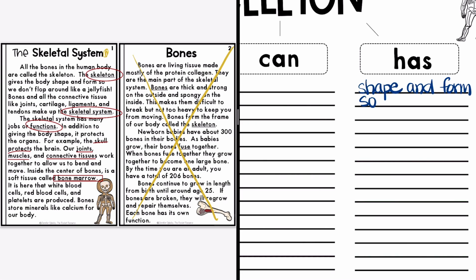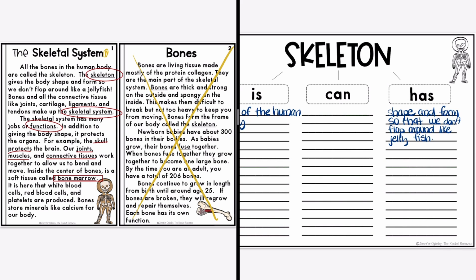so that we don't flop around like jellyfish. Okay, now this could also go into the skeleton can, because you could also say the skeleton can protect our body so that we don't flop around like jellyfish. So just because I'm putting it in one of these categories doesn't necessarily mean that's the only category that it'll go into, okay? It just depends on how you look at it and how you word it.